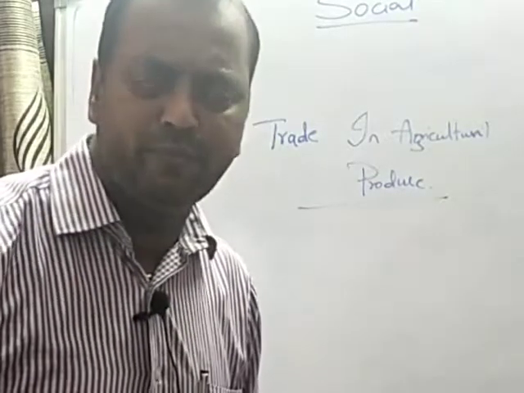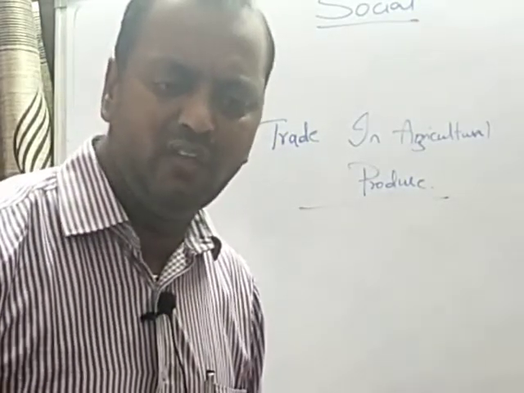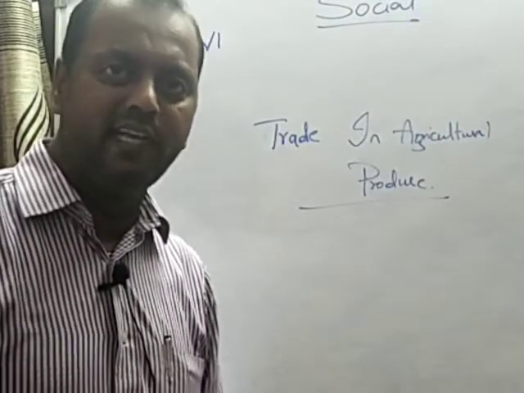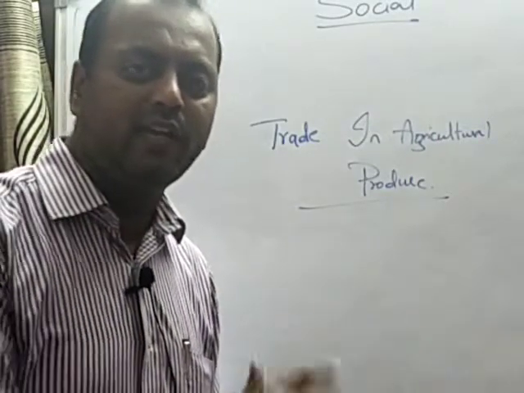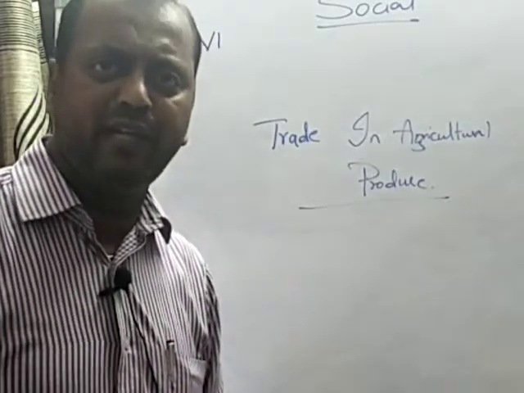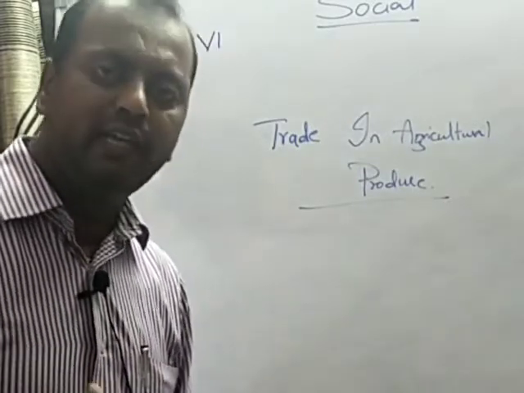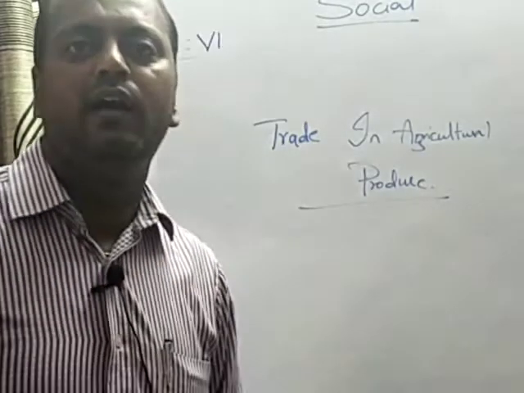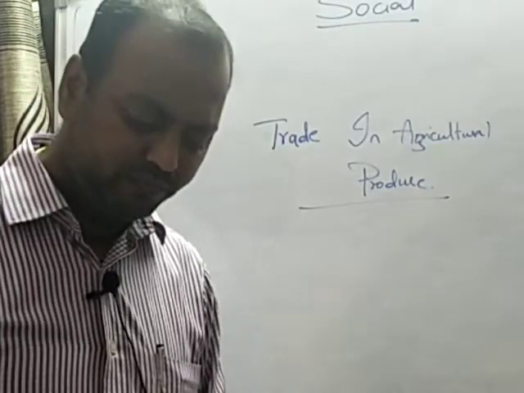Actually, the wholesaler will purchase from the producer, and the wholesaler will sell by keeping his margin to the retailer, and the retailer will sell to the customer. So this is generally how the chain of supply takes place. But in the case of Raitu Bazaar, the producer can directly sell to the customer or the consumer.